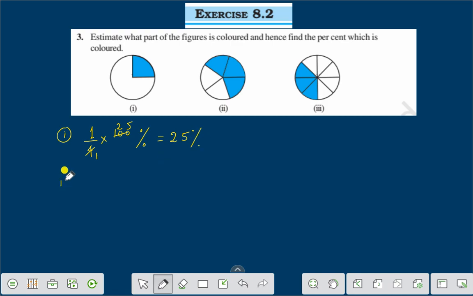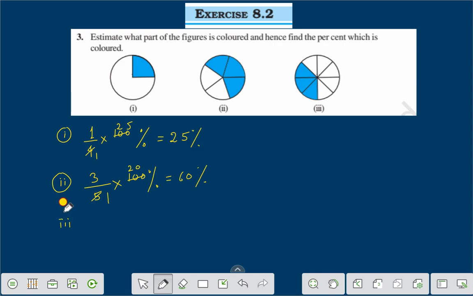Number 2 is: you see how many parts are colored? 1, 2, 3. It is 3. What is the total parts? 1, 2, 3, 4, 5. That is 3 by 5. If we change into percent, you have to multiply it with 100%. 5 ones are 5, 5 twos are 10, 0. That is equal to 3 twos are 6, 0. That is 60%.